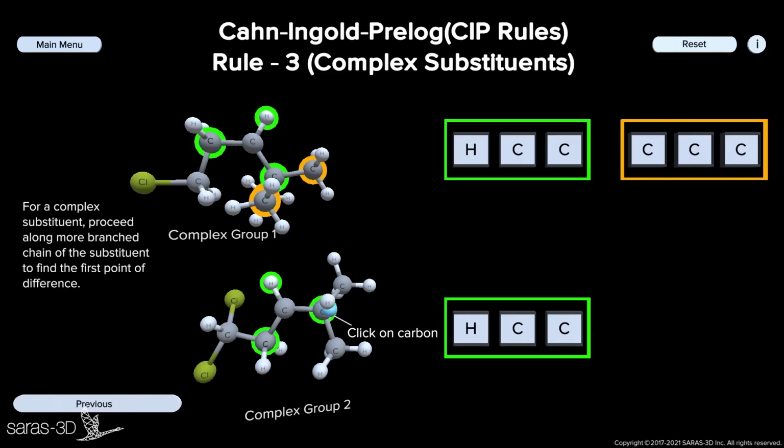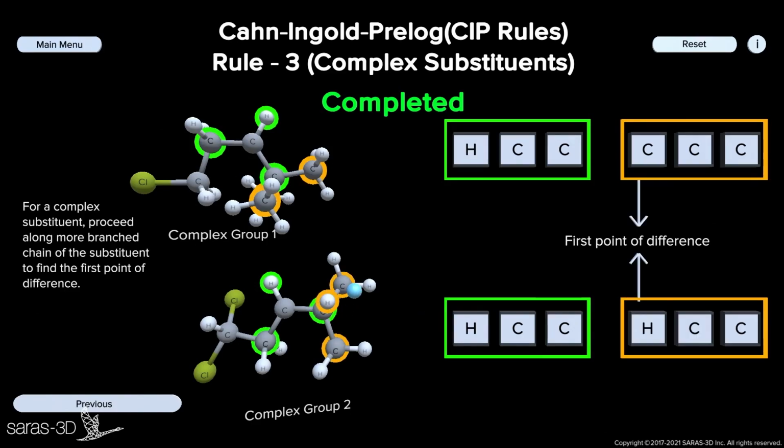Now we will proceed along the more branched chain. So this is carbon, hydrogen and carbon. So it is HCC. Here we got the first point of difference. If we have to assign the priority between these two groups, then the first group will be assigned the higher priority because at the first point of difference, we have the carbon with atomic number 6 and for group 2, we have the hydrogen with atomic number 1. So at the first point of difference, this atom has a higher atomic number. So group 1 will be assigned higher priority over group 2.